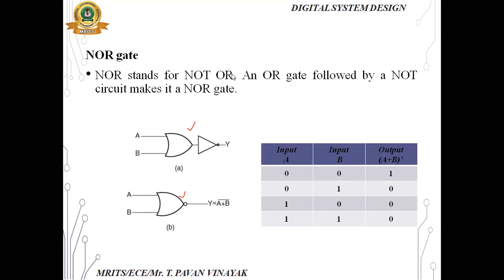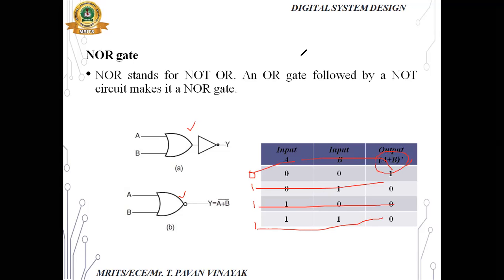Complement of OR. Let us, I am writing on this side. What is the OR gate truth table? 0, 1, 1, 1. The complement of this one is 1, 0, 0, 0. We can write it as A plus B whole bar. This is the whole bar. Or you can represent it like this also, A plus B whole bar.